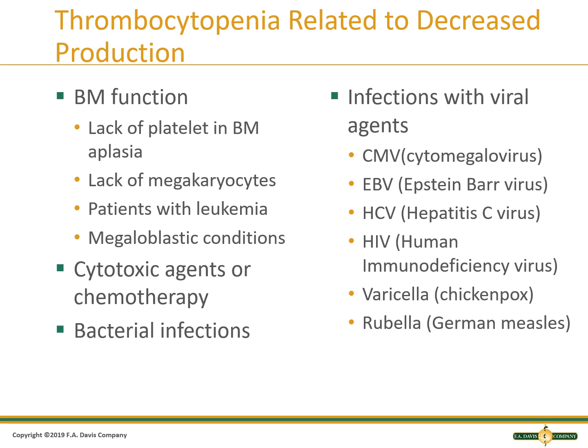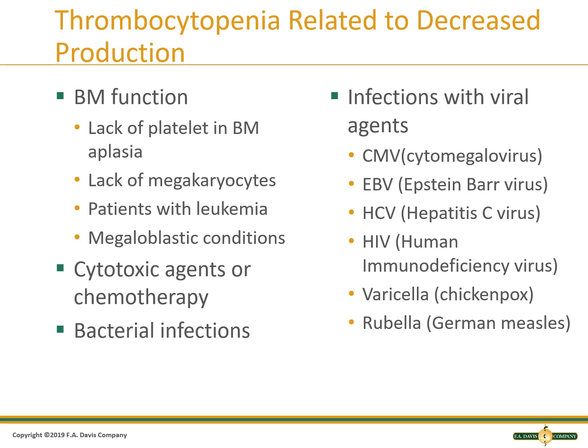A patient may have thrombocytopenia and it's related to actually a decreased production of the platelets. So you might have issues with the bone marrow function, a lack of platelets and bone marrow aplasia. So you would have a lack of the megakaryocytes, which is where the platelets come from. Patients may have leukemia or other megaloblastic conditions. It could be contributed to cytotoxic agents, which means agents that kill cells, or some type of chemotherapy. It can also be related to particular bacterial infections.